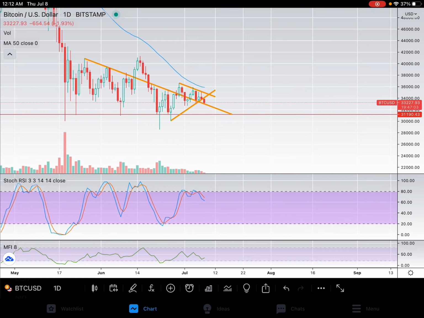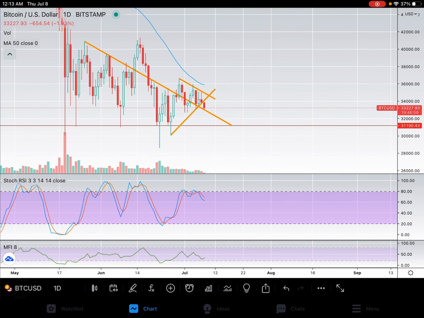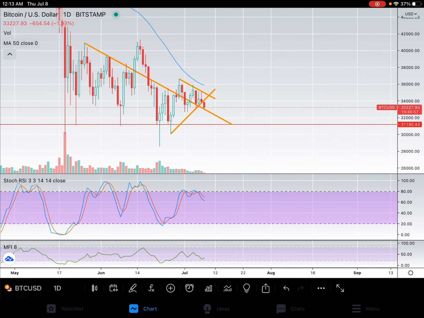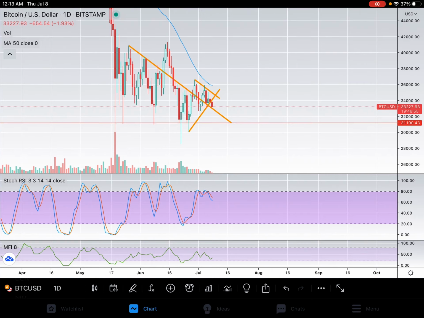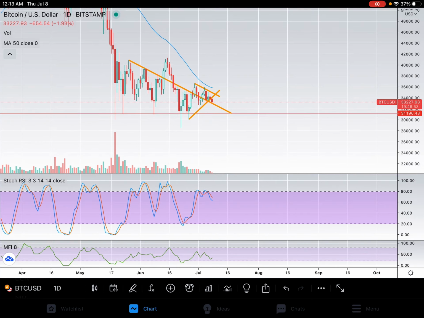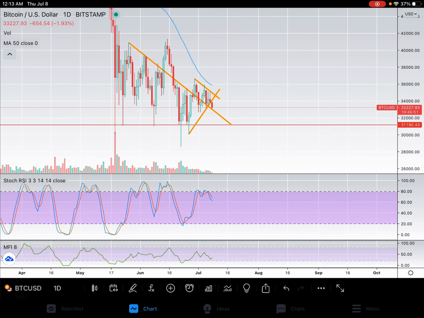But it's hard to do anything when the volume is so low right now. I mean, volume is nowhere to be found. So until volume picks up and it goes one way or another, it'll be hard to see where it's going. But it seems like price action is not showing its hand for a reason.